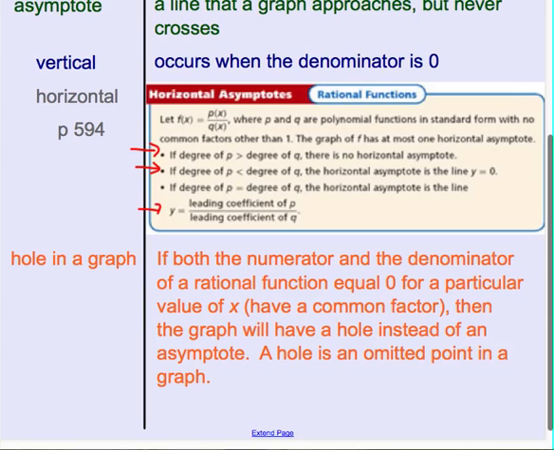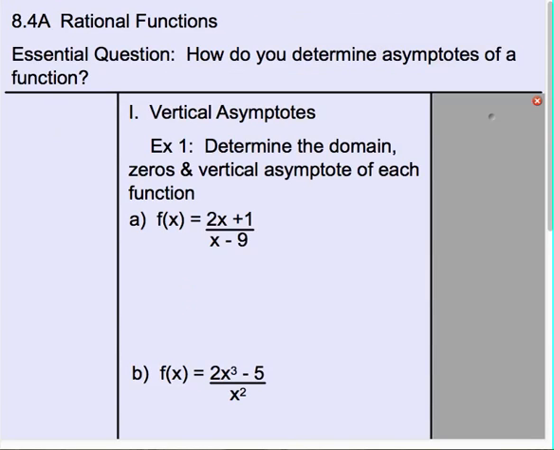And finally, graphs can also have a hole in them. So for example, if the numerator and denominator have a common factor, that would just be a hole instead of an asymptote. All right, so let's start figuring this out.